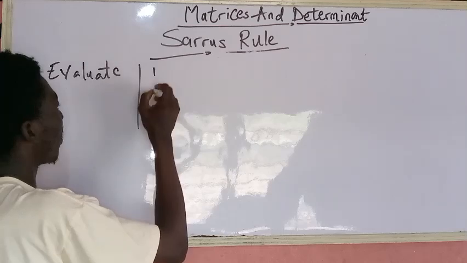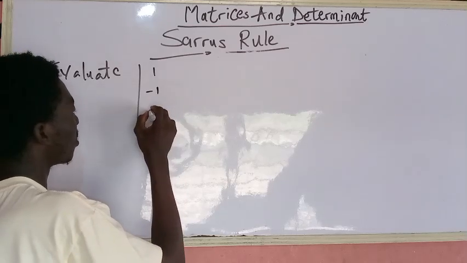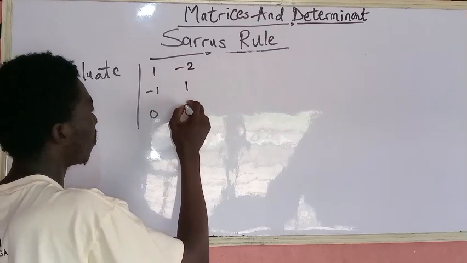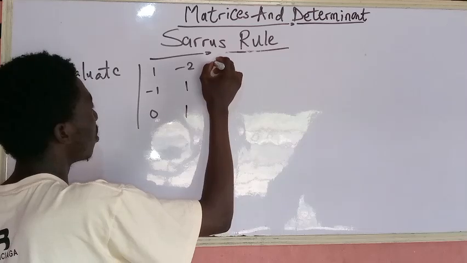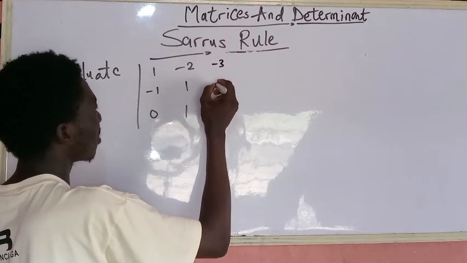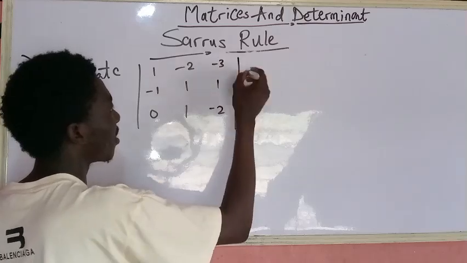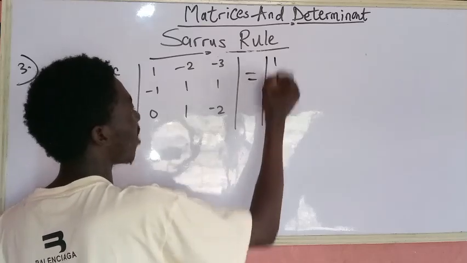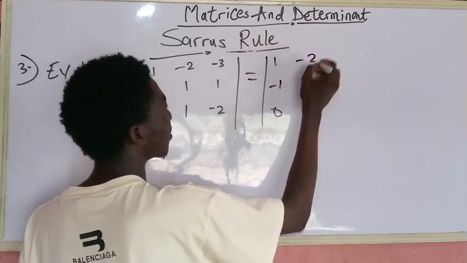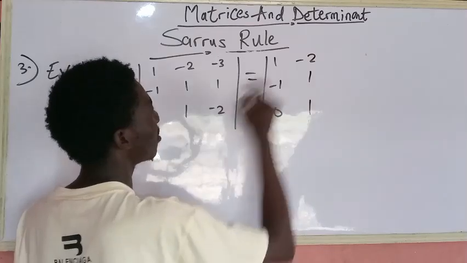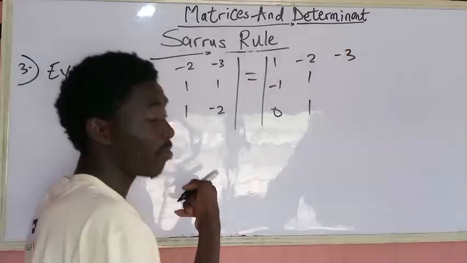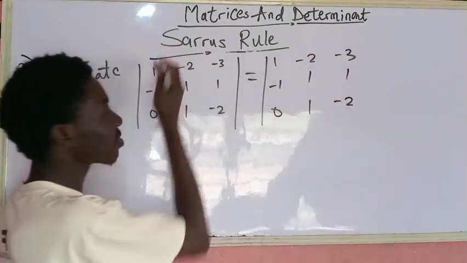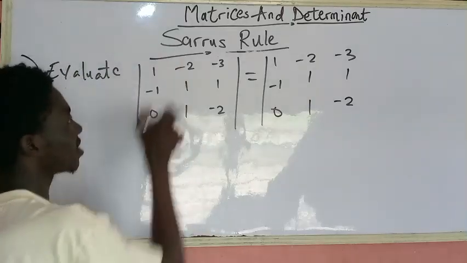Evaluate 1 minus 1 0, minus 2 1 1, minus 3 1 minus 2. So what that becomes? That will give us 1 minus 1 and 0, minus 2 1 and 1. You can try this before I finish up here. 1 and minus 2. And you write the first 2 columns. So I write this and I write this.